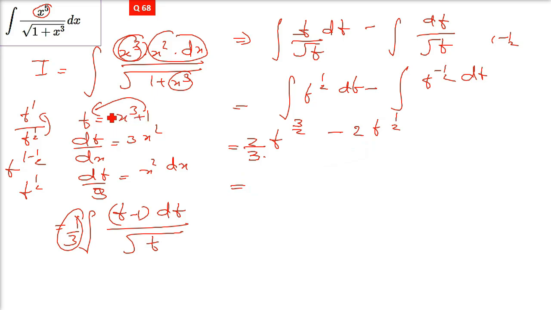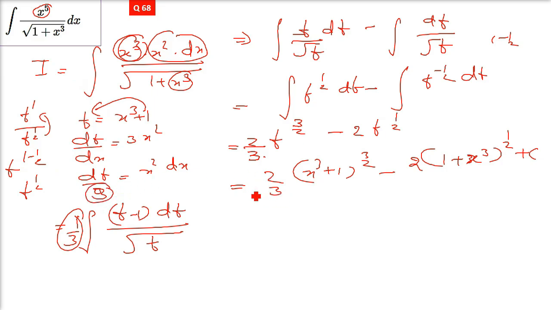So what was t? x cube plus 1, or 1 plus x cube. So 2 by 3 x cube plus 1 to the power 3 by 2 minus 2, t was 1 plus x cube, so 1 plus x cube to the power half plus constant of integration. Now I told you that 1 by 3 we will deal with later. So 3 will be multiplied. So 2 by 9 and 2 by 3 will be formed and multiplied by c by 3. So that will be constant only.